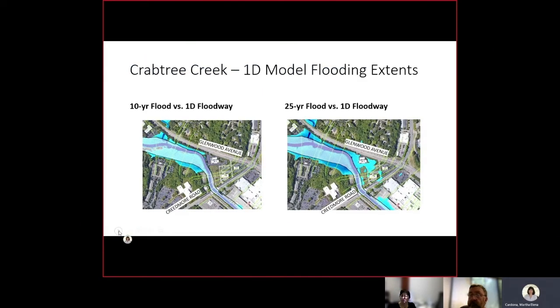So we wanted to study the extent and the nature of the different floods. We looked at the 10-year storm with the 1D model and the 25-year storm with the 1D model. And we saw that the 10-year storm really wouldn't impact any of the roads, Glenwood or Creedmoor, or any of the parking lots in the commercial area right there. The 25-year storm, on the other hand, would already show some of the parking lots being impacted and some flooding on Creedmoor Road.